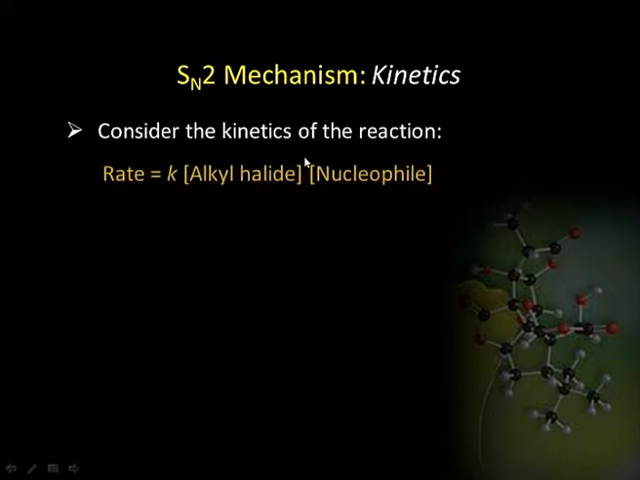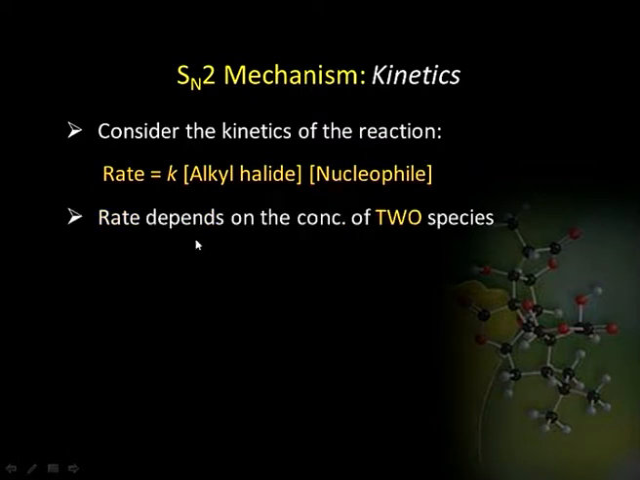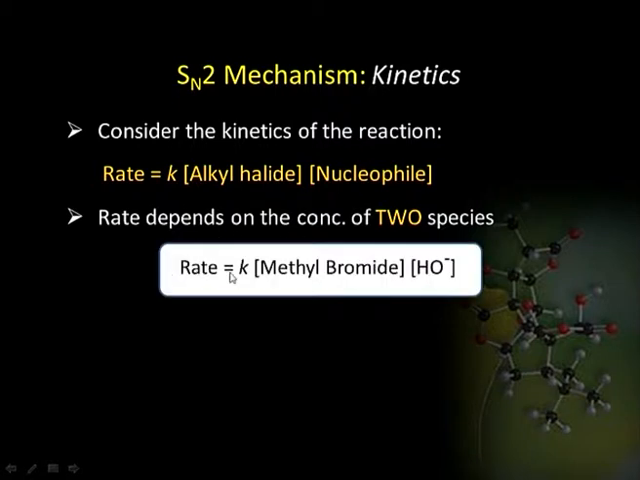You would recall that a rate equation is: rate is equal to the rate constant, the concentration of the alkyl halide in this particular case, and the concentration of the nucleophile. In reactions of alkyl halides, the rate depends on the concentration of two species, especially for the SN2 mechanism. So, the rate will be equal to k, the concentration of methyl bromide, and the concentration of the nucleophile hydroxide in this particular case.